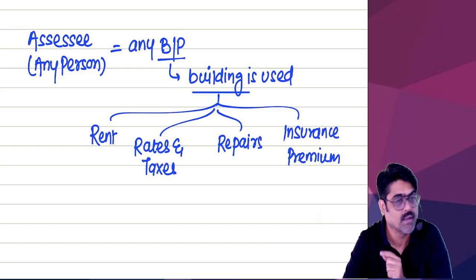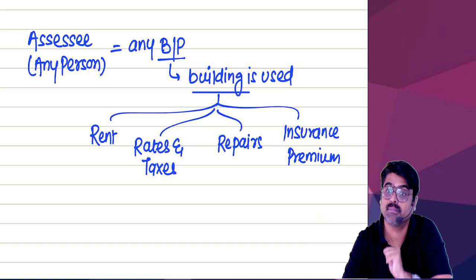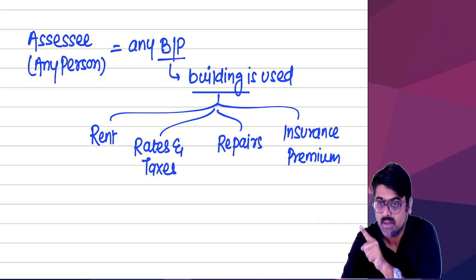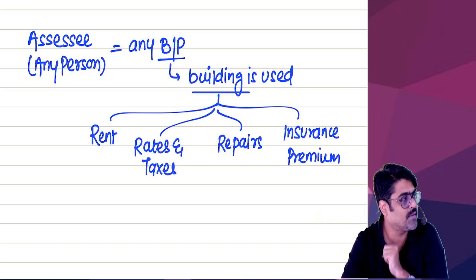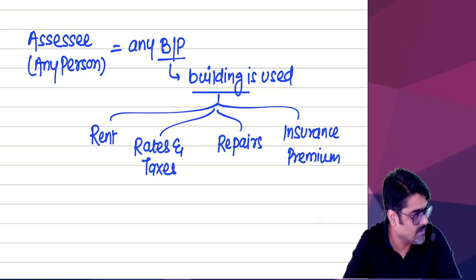Number 1, rent of the building used for the purpose of business or profession. Second one, rates and taxes of that building. Third one, repairs of that building. Fourth one, insurance premium of that building.